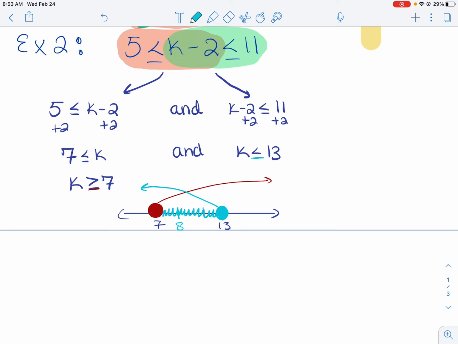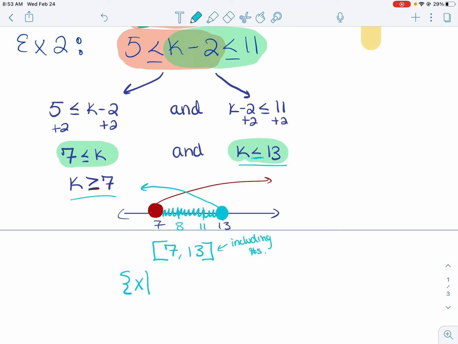Because numbers like 8 and 11, those are both greater than 7 and less than 13 at the same time. As an interval, we could say we're going from 7 to 13 with hard brackets this time because I'm including the numbers. Or if I put it in my set builder notation, we would have, so I'm really just going to combine this and this, right? So 7 is less than or equal to k, which is less than or equal to 13.